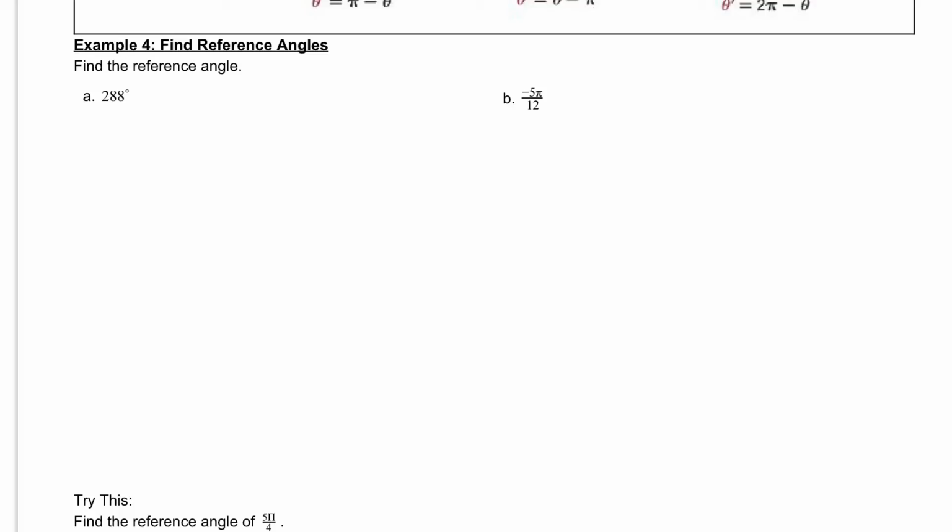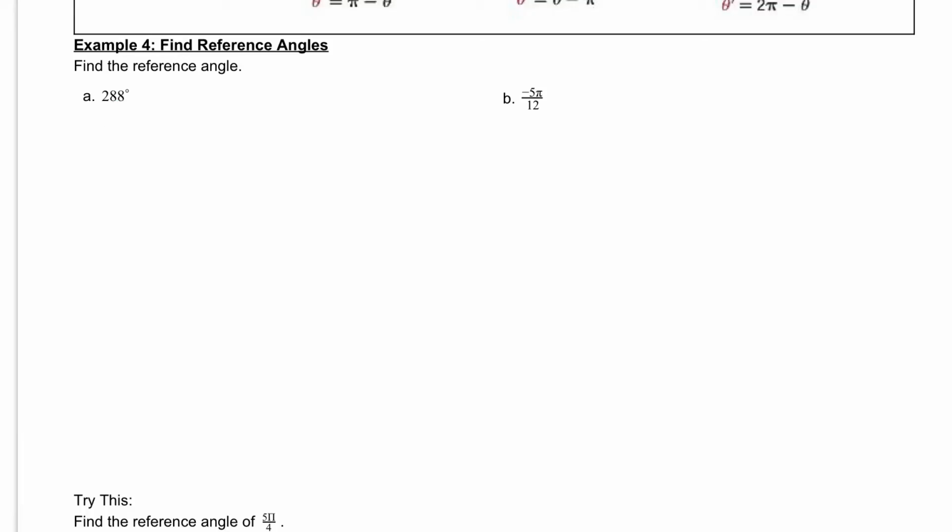Before we do example 4, please take a look at the box up on the top. So read through that, pause it, read through that, and then come to example 4 and I'll explain what it's talking about. So now that you've read the box, let's take a look at finding a reference angle. We're going to start with degrees and then go to radians.